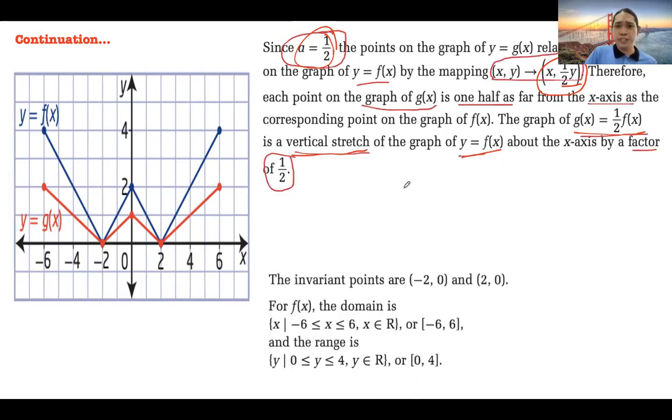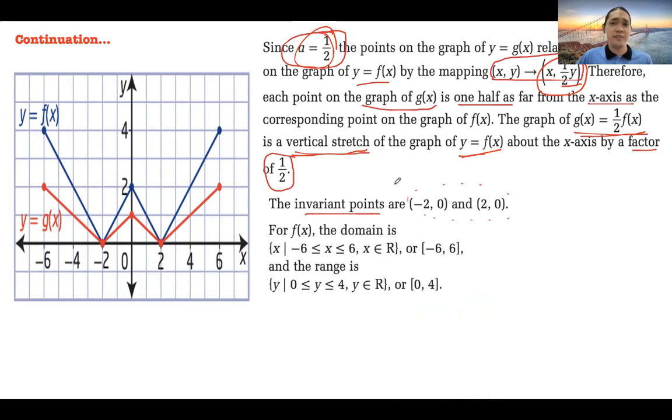So it's pretty obvious. You can see there the invariant points. We have (-2, 0) and (2, 0) as our invariant points, because they never change. They didn't change after the transformation that we have done. Now the domain is -6 less than or equal to x less than or equal to 6, or you could just write it as [-6, 6], where 6 and -6 are included.